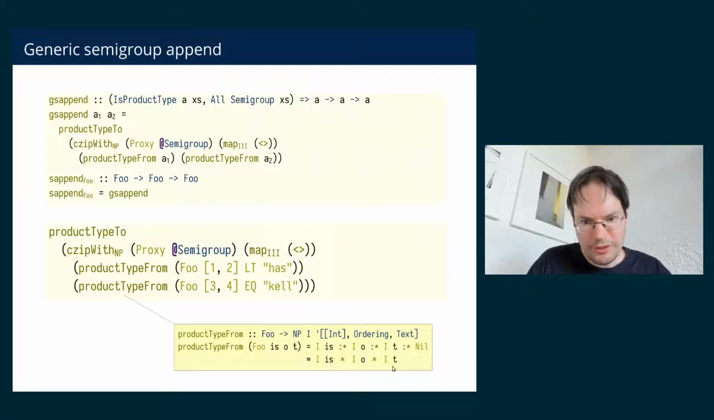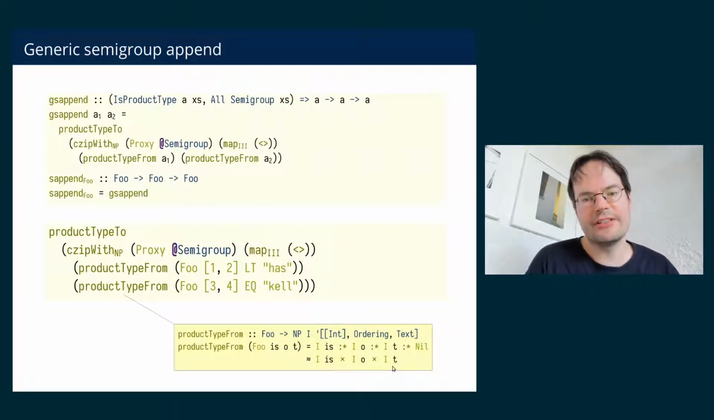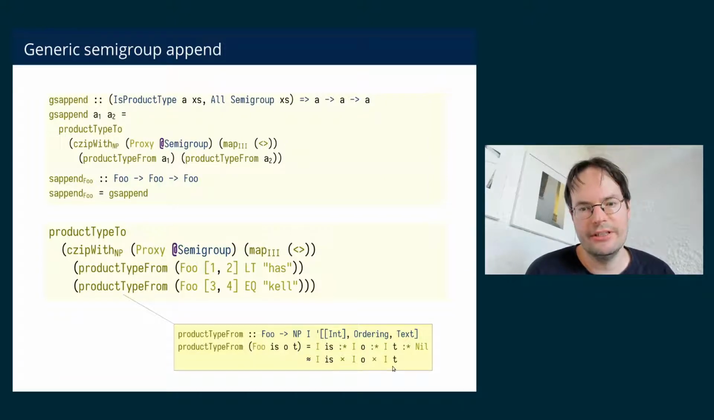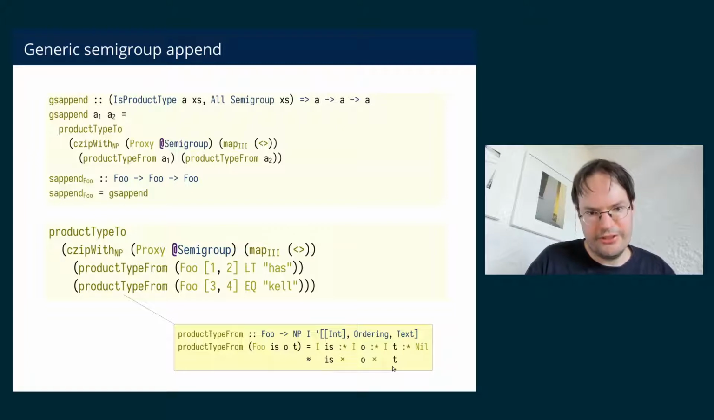And one property of these products and sums in the generics-sop library is that their components are always parameterized by a type constructor that is applied to every component. By default, you get the identity type constructor applied to every component, and that is this I. So you can think of this as being isomorphic to a product of just S and O and T, which is exactly the structure of this Foo type.